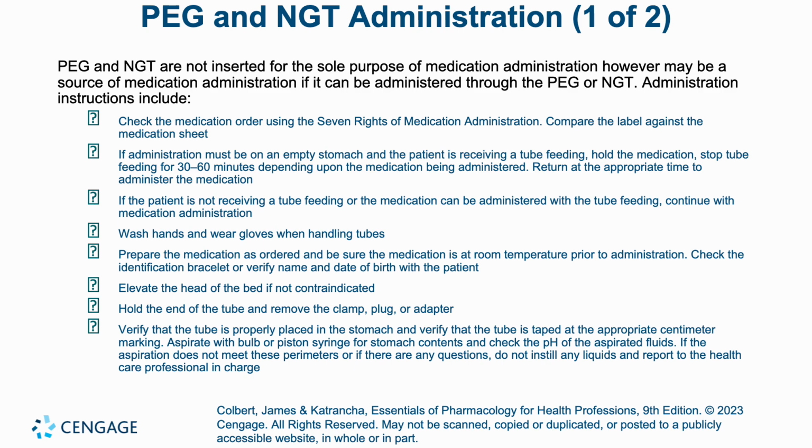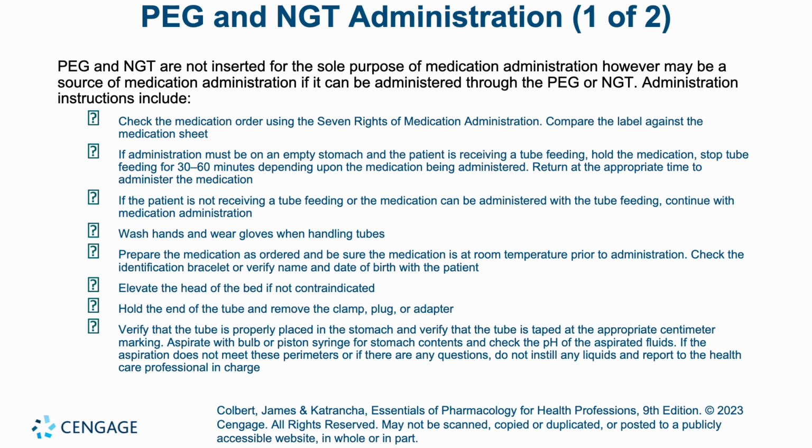Compare the label against the medication sheet. If the administration must be on an empty stomach and the patient is getting a feeding through that tube, we hold the medication. We stop the tube feeding for 30 to 60 minutes, depending on the medication being administered, and then we return at the appropriate time to administer the medication. If the patient is not receiving a tube feeding or the medication can be administered with the tube feeding, which is going to vary for each medication, continue with medication administration.